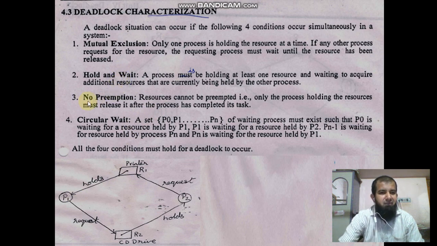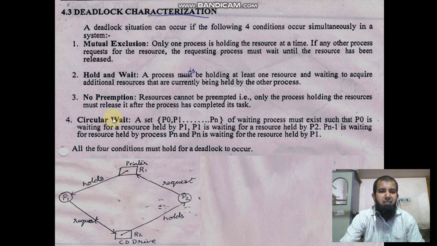Next, third one, no preemption. Resources cannot be preempted. That is, only the process holding the resource must release it after the process has completed its task. For example, P1 holds resource R1, that is the printer. After taking the printout, process P1 must release this resource so that P2 can take it.